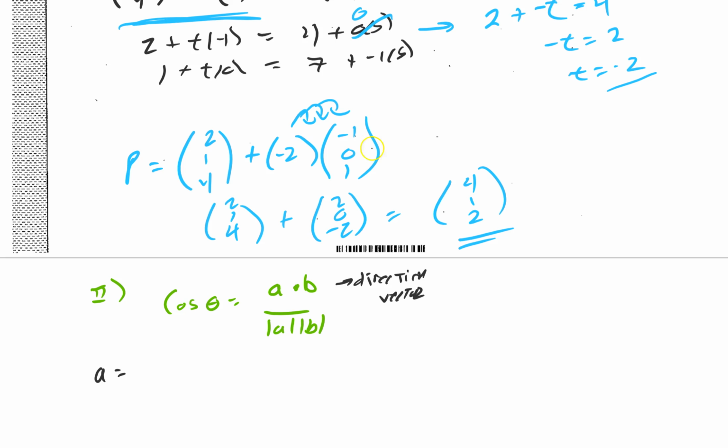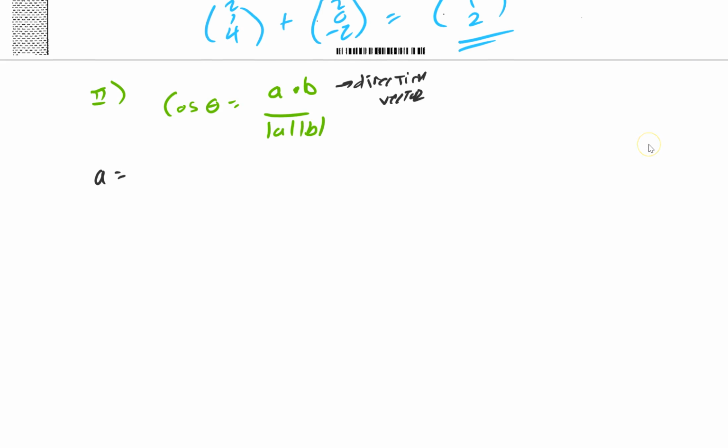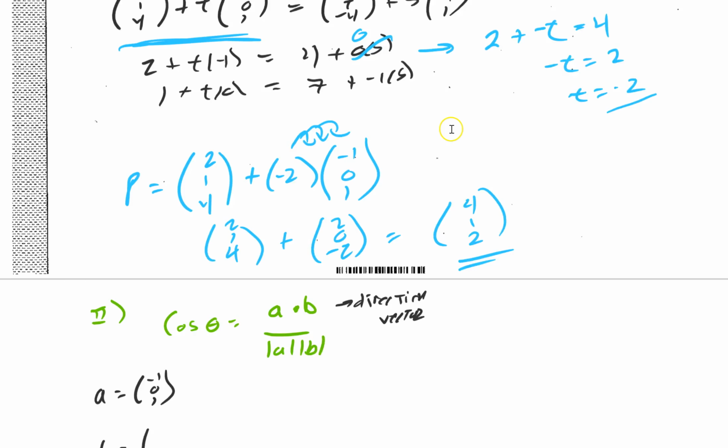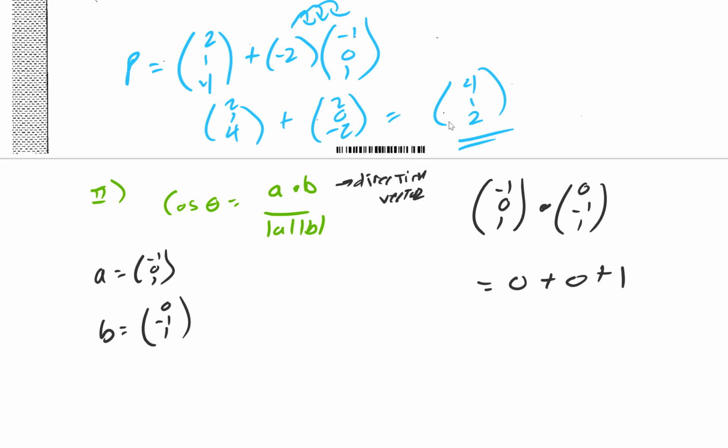So my A here is going to be the direction vector of one of them. Let's say the first one, -1, 0, 1. Direction vector of L1. And then B would be the direction vector of the other one, of L2, which is 0, -1, 1. So that's my A and B. So the top part is a dot product. Remember, for a dot product, all you do is multiply the corresponding parts and then add them up. I'm going to get -1 times 0 is 0, plus 0 times -1 is 0, plus 1 times 1 is 1. So that's up there, 1.